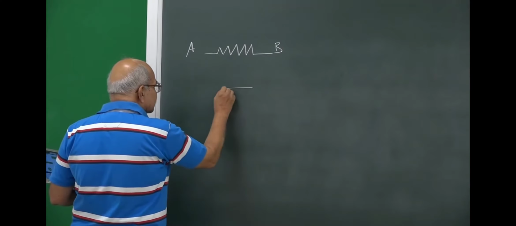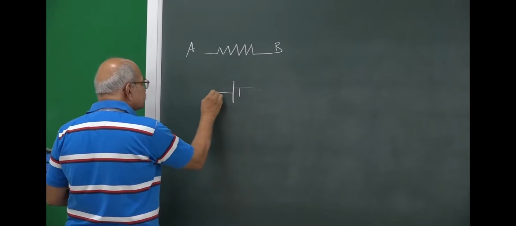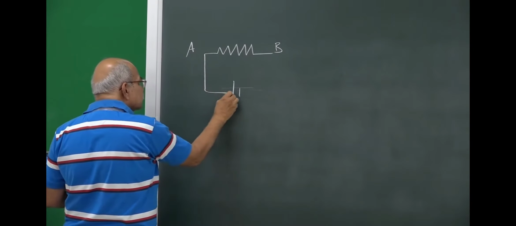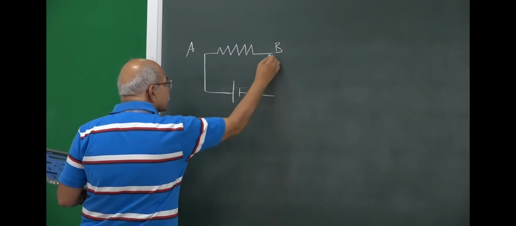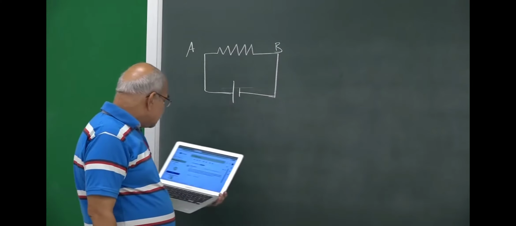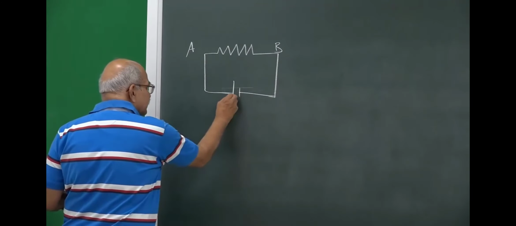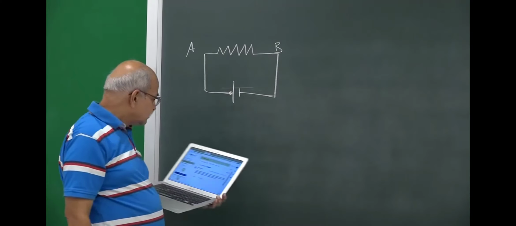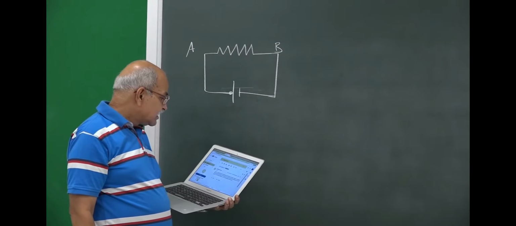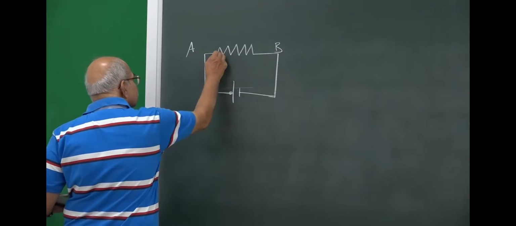So, we have a battery, let me write the symbol of the battery, and then there is a conducting wire. This is a conducting wire, and then it is added here like this. The potential difference between one end of the battery, say positive, and one end A of the resistance here is 0.